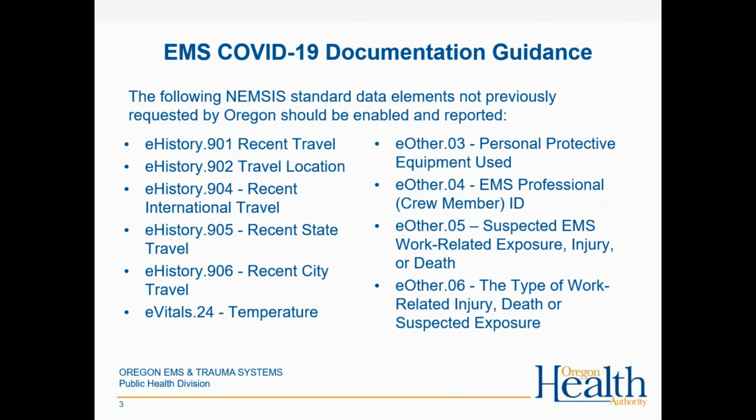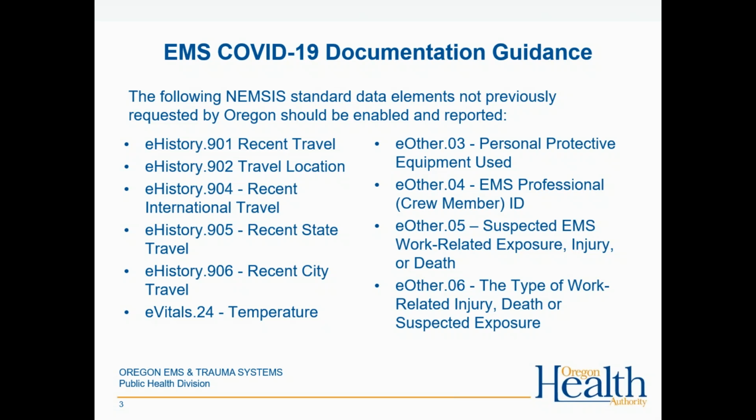All right, so these fields are new fields that Oregon has not collected in the past, and they have been enabled in the state Elite system. We have 5 new fields relating to recent travel. eHistory 901 is a yes or no field of recent travel. 902 is a text box that can enter locations, and then 904, 5, and 6 are going to be drop-down lists for choosing specific international, state, and city destinations where a patient may have traveled.